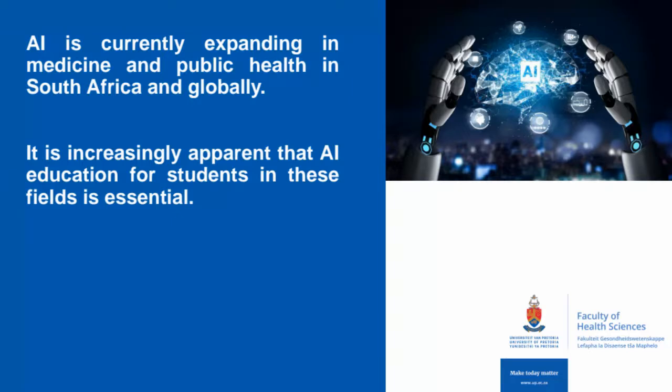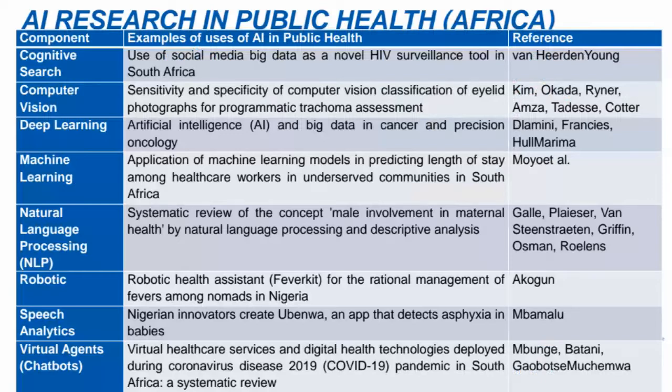AI is currently expanding in medicine and public health, not only on the African continent, but globally. Usually we see this AI talk in computer science or business atmospheres, but it is becoming apparent that AI education for students in public health and medicine is essential. This leads us to some of the work already being done, where AI has been integrated as a methodology to do public health research. On your left-hand side, you see different components of AI and the articles it has been integrated into. It's being used in HIV surveillance and in our recent pandemic. Robotic assistants have also been used in the health sector.